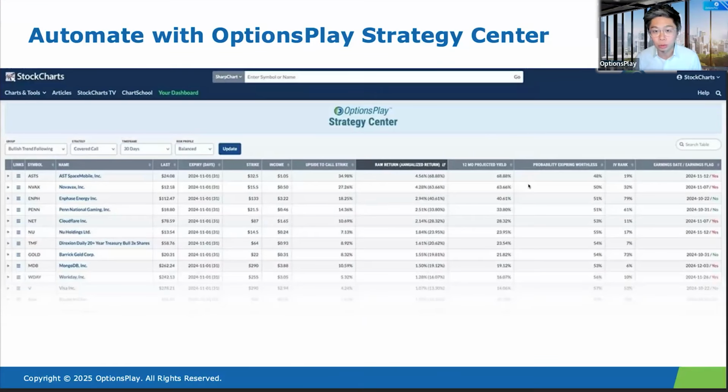So the first thing I want to show you is automation using the OptionsPlay Strategy Center. This is what is going to revolutionize and change the way you look at options trading forever going forward. And like I said, more importantly, it's going to ensure that you are always trading the best possible opportunities.